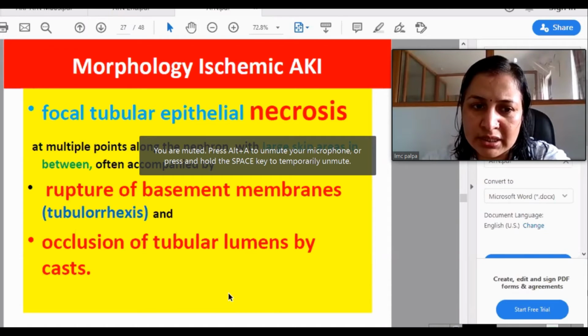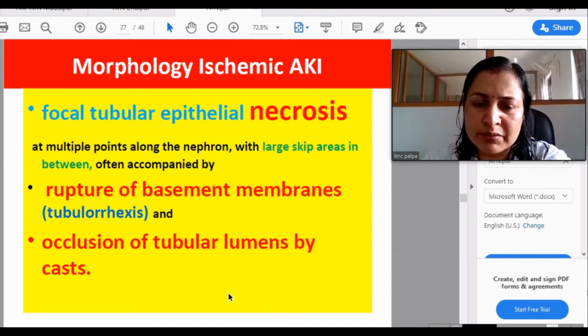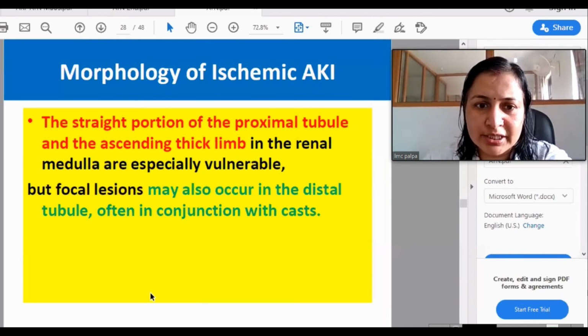Wherever there is involvement, there is rupture of the basement membrane, detachment of tubular cells, and occlusion of the lumen by casts, meaning detached tubular cells. Casts are nothing but detached tubular cells. So this is the morphology from pathogenesis. If we divide it into ischemic and toxic, in ischemic, what will happen? The straight portion of the proximal convoluted tubule and the ascending thick limb in the renal medulla are especially vulnerable.